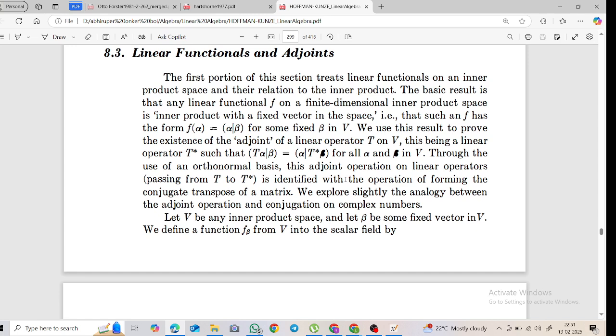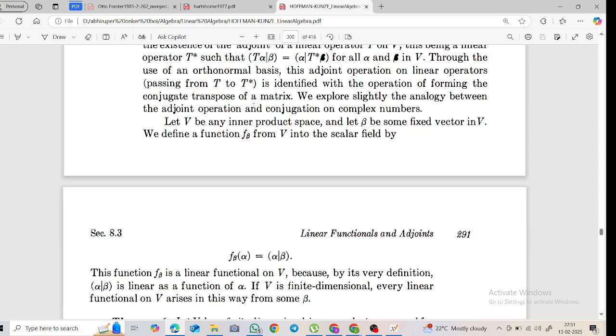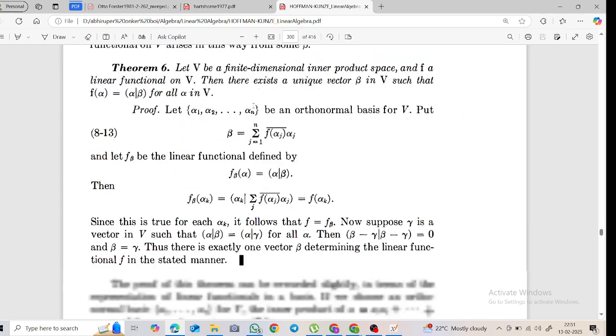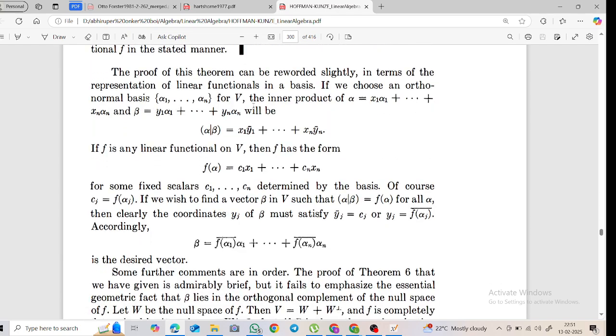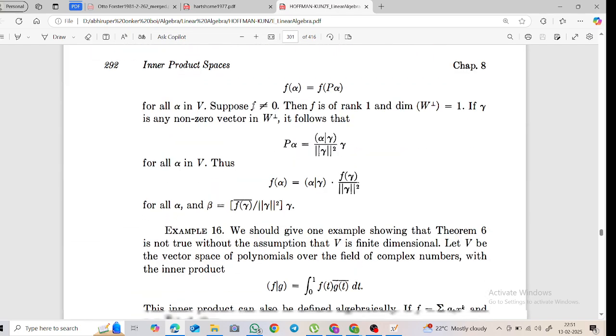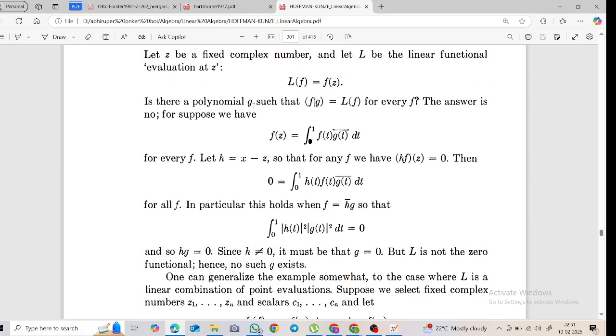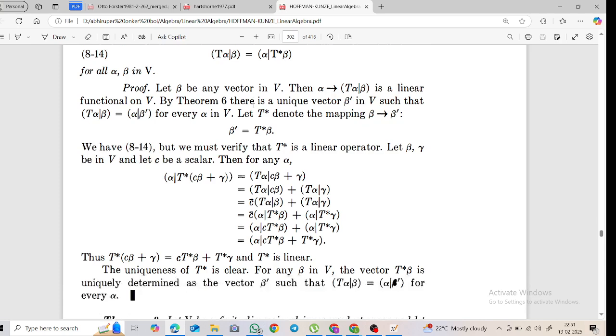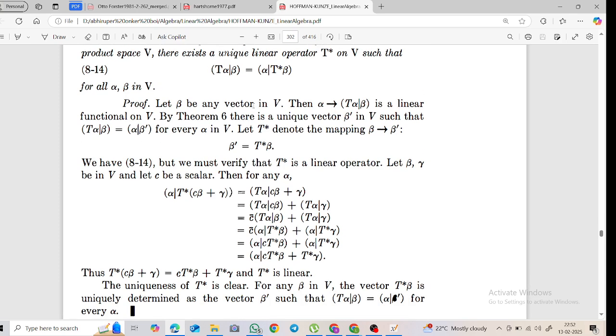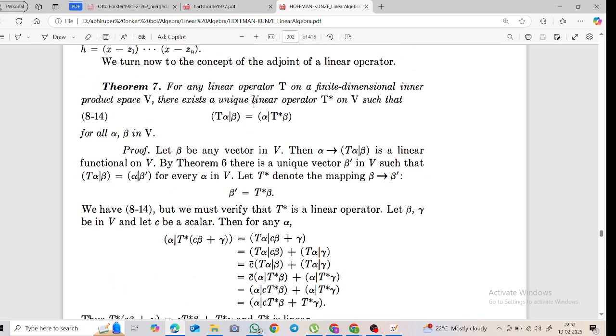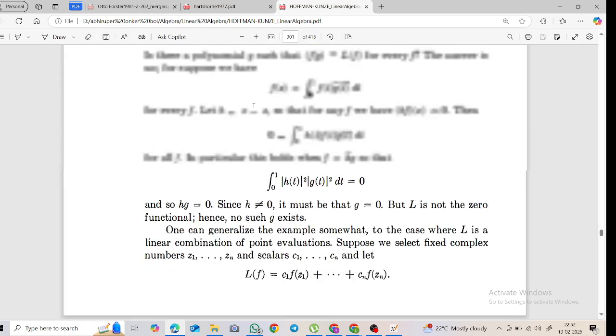The first portion of this section treats linear functionals on an inner product space. Are they defining T star here? Have we defined T star in the linear functional section? No, I think we haven't.